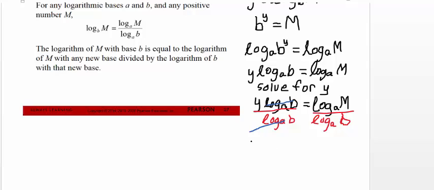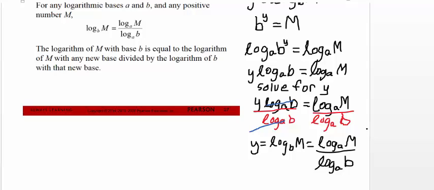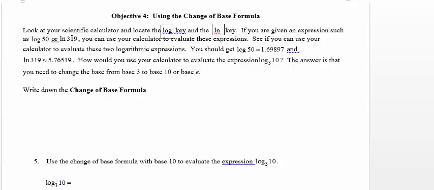And we find that y, which we said was the base b log of m, is the base a log of m divided by the base a log of b. So that is where the change of base property comes from.